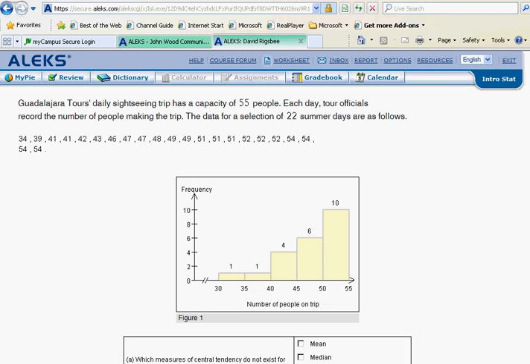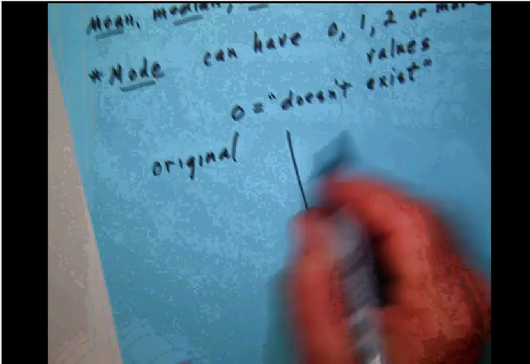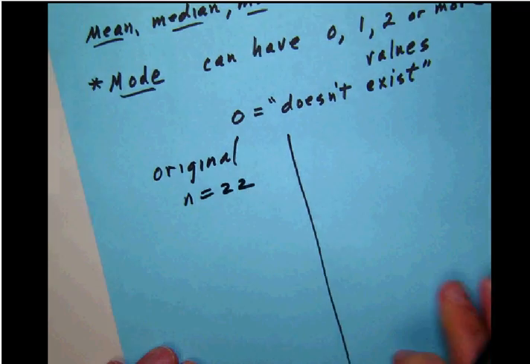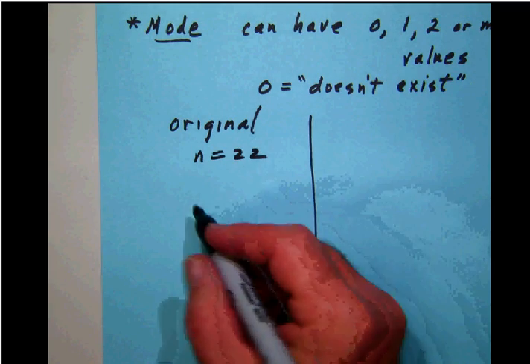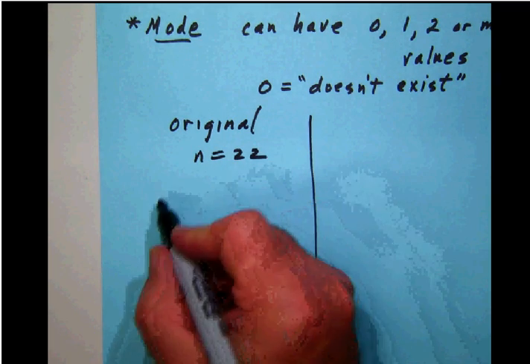So as we do that, we'll hop over here and take a quick look at that. On our original list here, we have an n of 22. So in order to calculate the median, remember we're going to take half of that. So we're going to take half of 22, which is going to be 11.